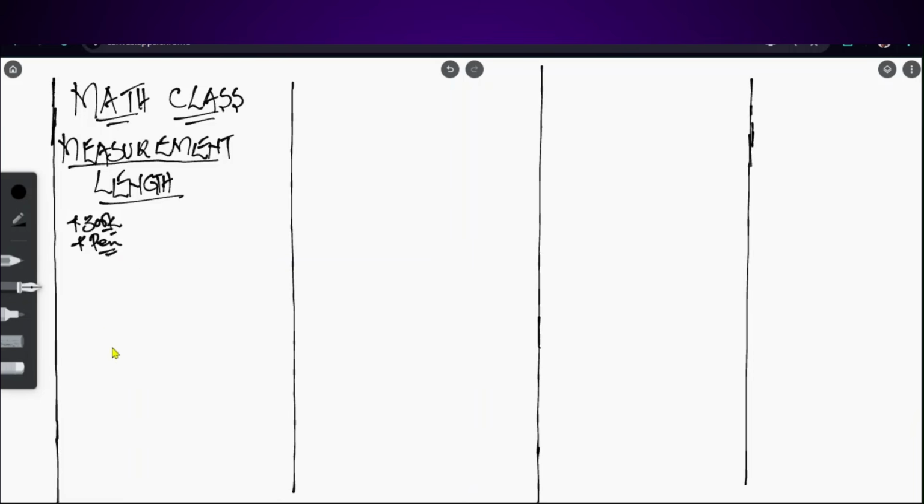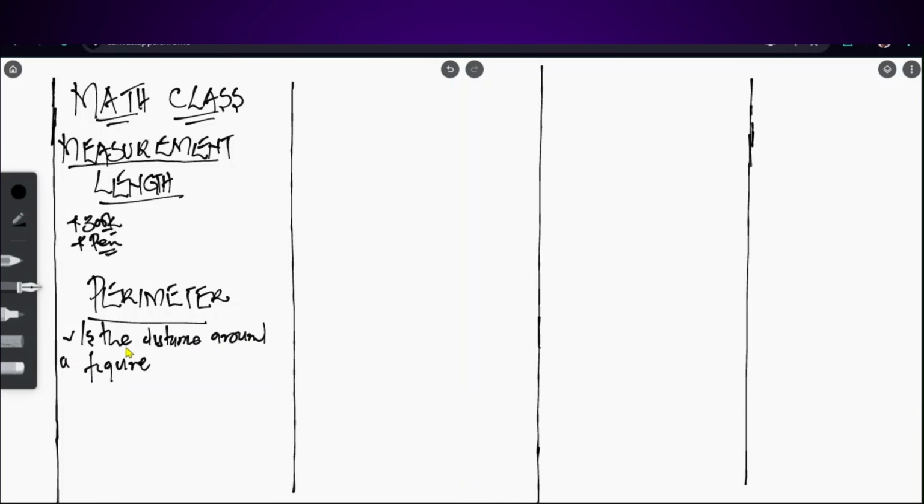Right. The first thing that I want us to have a look at is perimeter. So this is the first thing that I want us to check, perimeter. And what is perimeter? Perimeter is the distance around a figure.